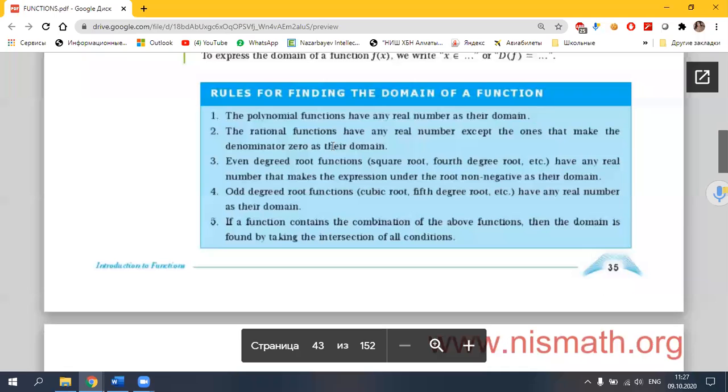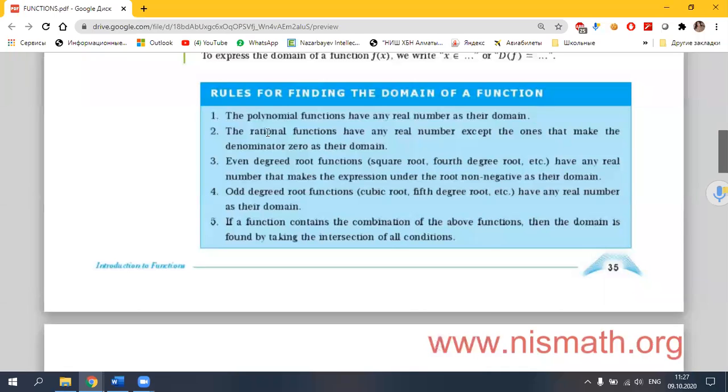Domainге анықталу болсына. Ал егерде rational functions болса, rational, яғни бөлшек функциялар болатын болса, all have any real number except деген только, кроме, мынадан басқа дейді. The ones that make the denominator zero, яғни бөлімін нөлге тең қылатын мәннен басқасының барлығы алынады.